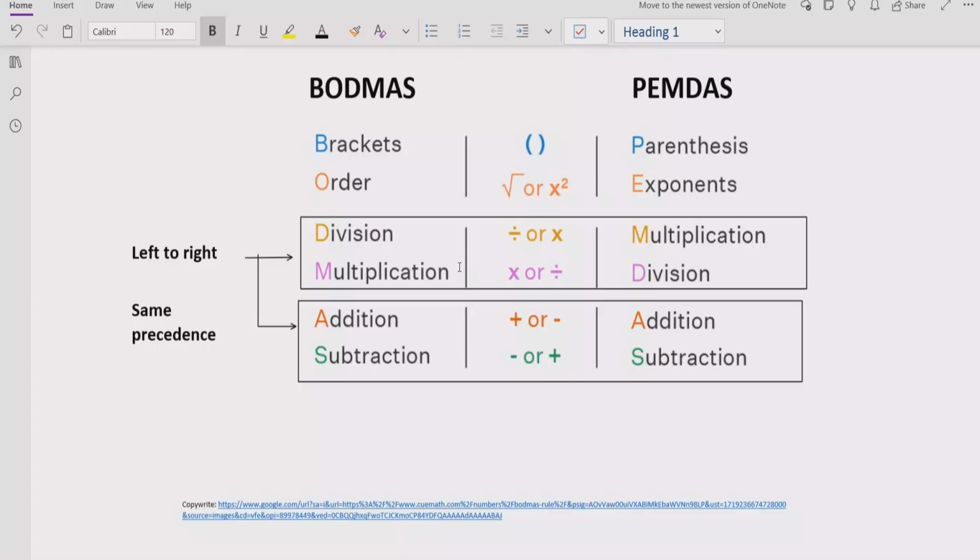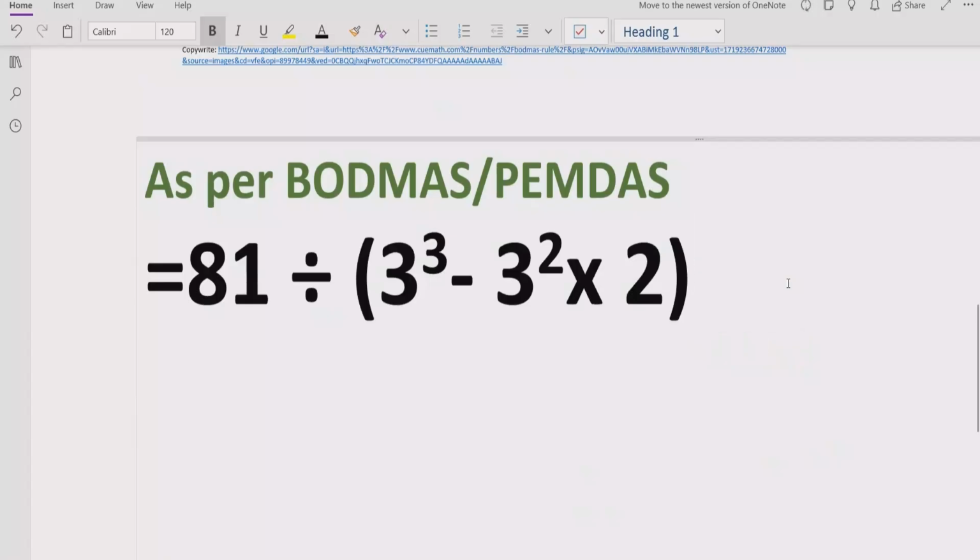You have to go left to right in your expression and find out division and multiplication. If you see the division first, you have to solve the division first, and if you see the multiplication first, you have to solve the multiplication first. Similarly, for addition and subtraction, we have the same rule. We can solve addition first if it is coming first, and we can solve subtraction first if it is coming first. Now move forward to solve the given expression.